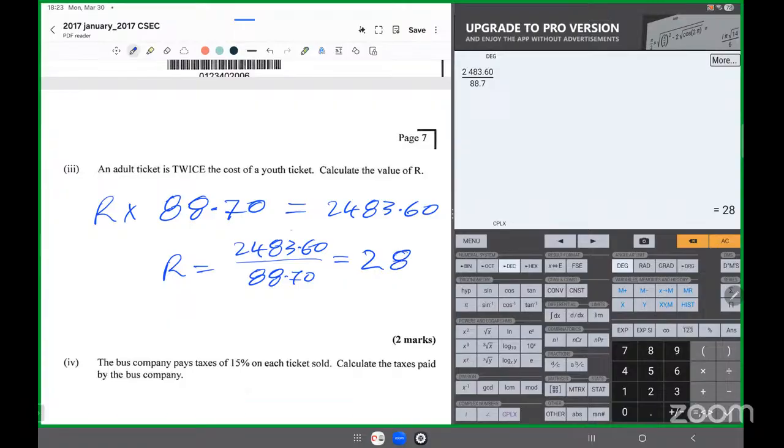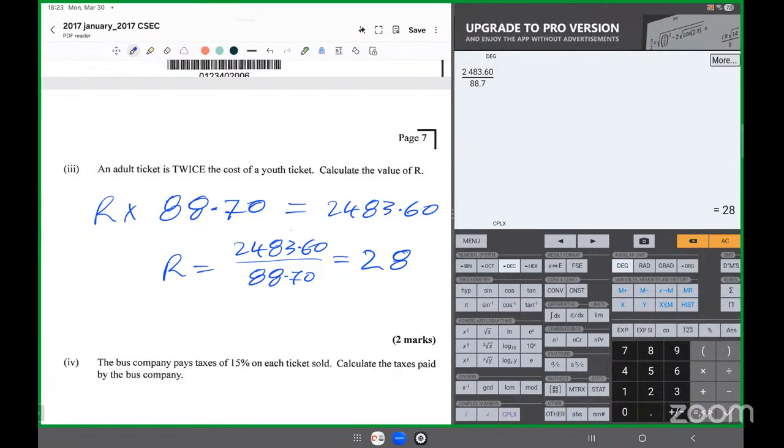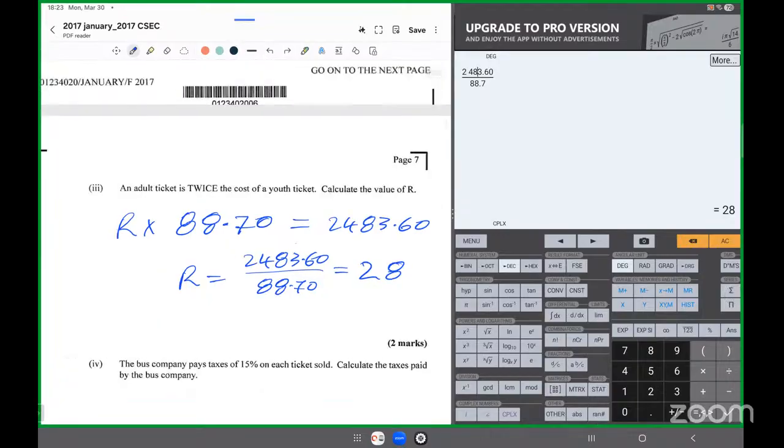So you see, if you get a full answer, don't just accept it. You have to be smart. No, the exact value we get is 28. There are 28 tickets, 28 adult tickets.